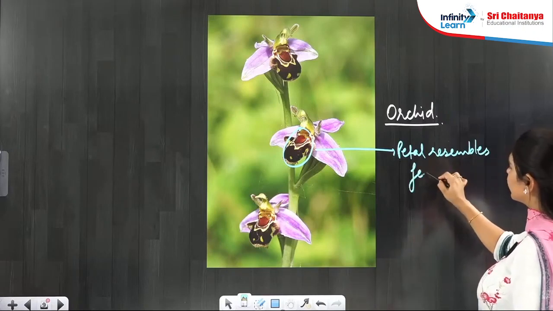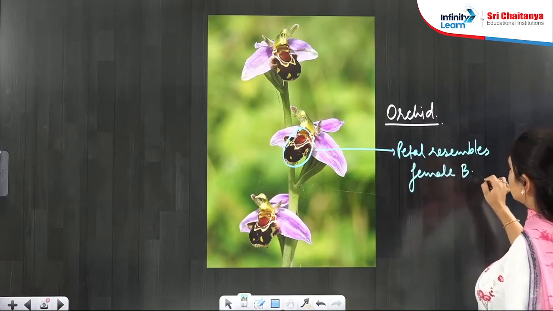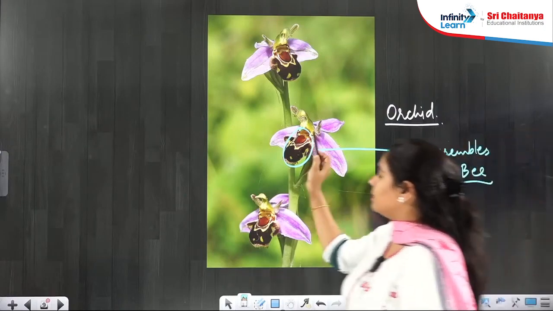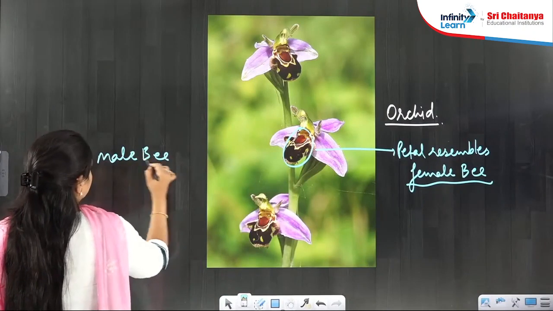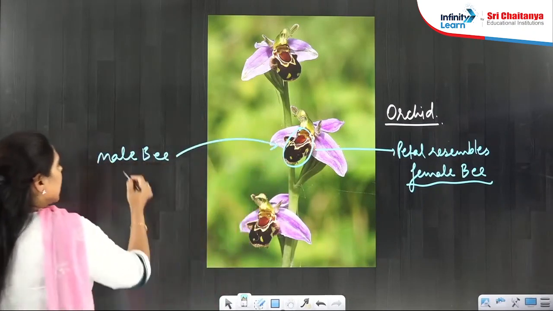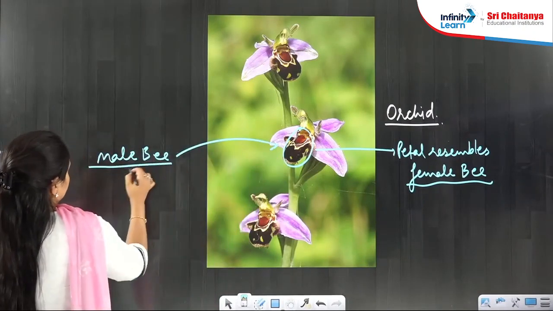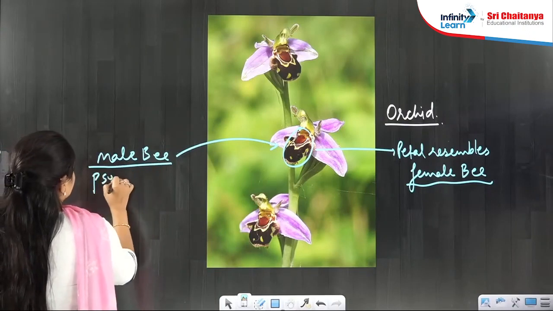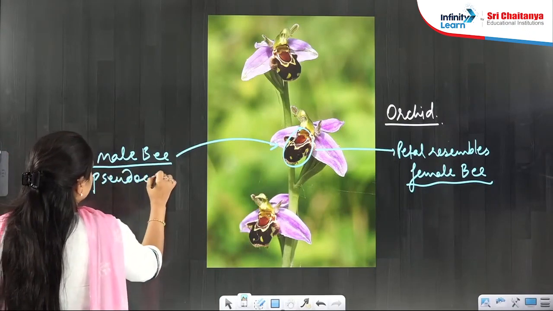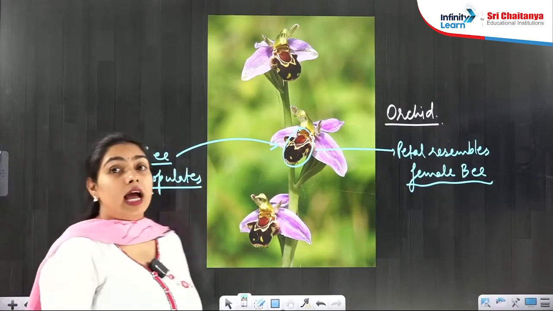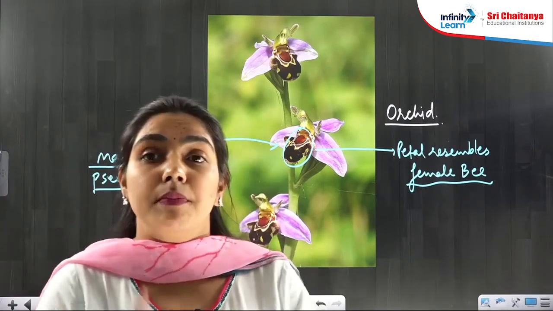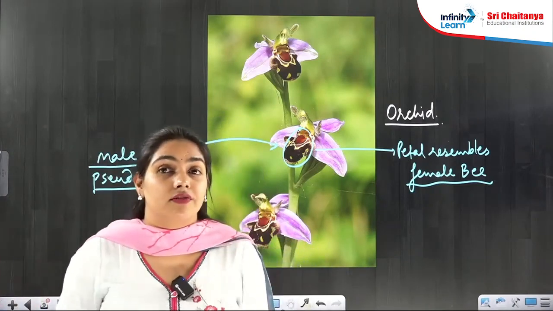a female bee. So the male bee will be attracted towards the female bee, and the male bee pseudocopulates. The male bee thinks that it is a female bee. So the male bee gets attracted towards the female bee.